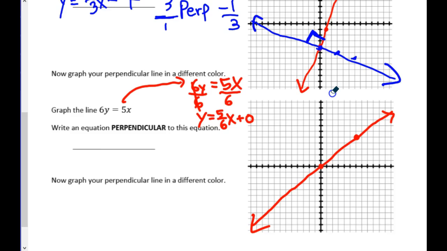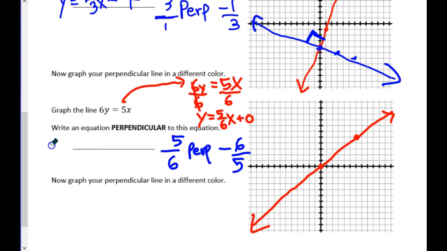So, let's write a perpendicular slope. Perpendicular slope, again, is opposite reciprocal. So perpendicular slope to positive 5 over 6 is going to be what? Positive becomes negative. 5 over 6 becomes 6 over 5. Every time you see the word perpendicular, you're definitely going to have to do those two changes, okay?